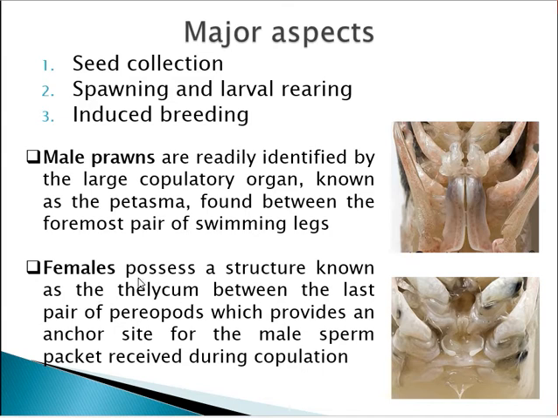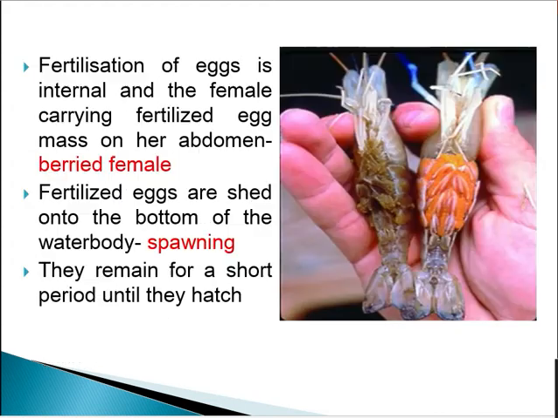In females, there is a structure known as the thelycum, which is a cup-shaped structure between the last pair of pereiopods. It provides an anchor site for the male sperm packet, because the male releases sperms in the form of sperm packets, which are called spermatophores, during mating or copulation. So this thelycum is used for receiving the sperm packets released by the males. Fertilization of eggs is internal, and the female carrying the fertilized egg mass on her abdomen is called a berried female. Here you can see a berried female with the egg mass on her abdomen.